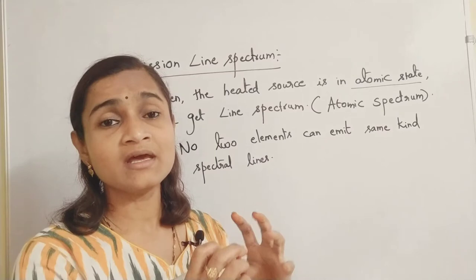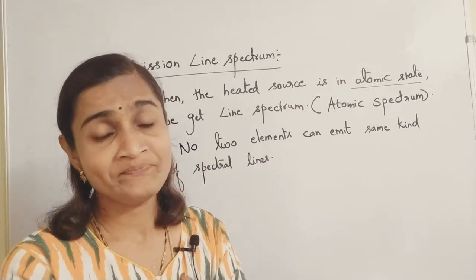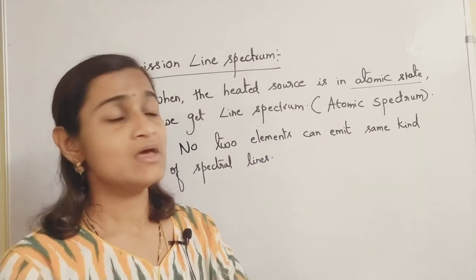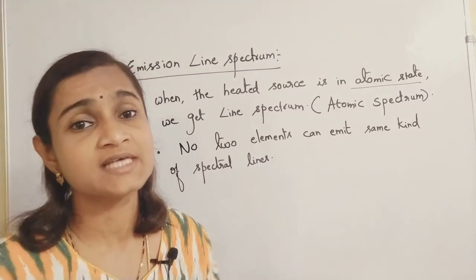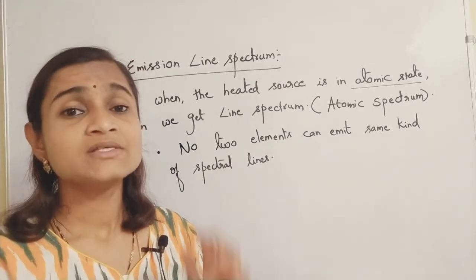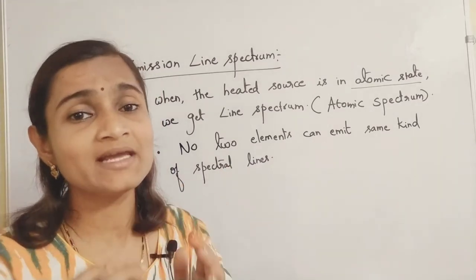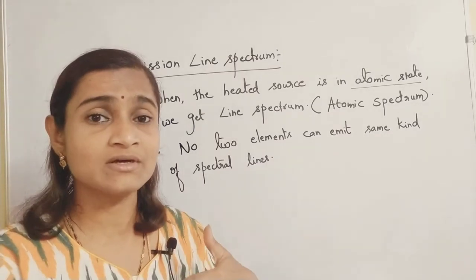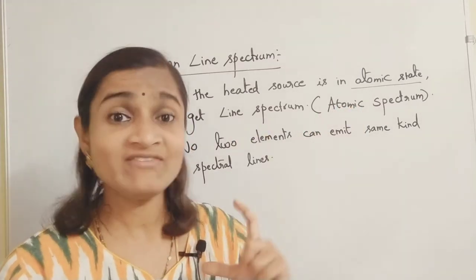If the heated element is sodium, you will get one type of lines. If the heated element is potassium, you will get another type of lines. So we get discrete lines with different wavelengths in different wavelength regions. We have learnt about VIBGYOR; that is the only visible region for us. One element is going to give one colored line in one particular visible region with different wavelengths. Every atom will give different lines in a specified wavelength region only.